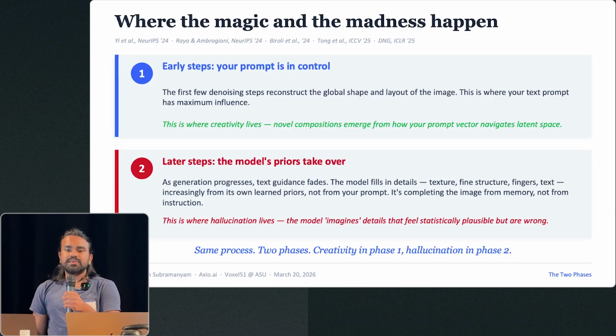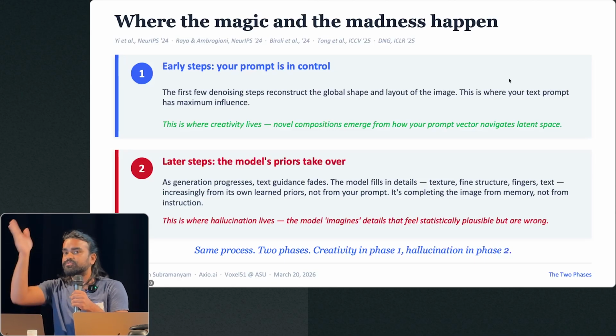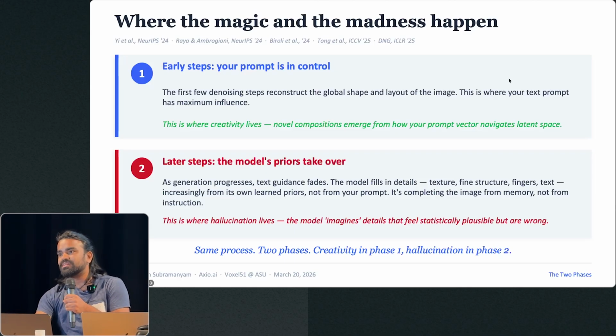And in that phase, it starts screwing up. It starts to go away from the prompt. So that's where the problem happens. In the later stage, it forgets what it's been asked, and it starts doing what it knows.